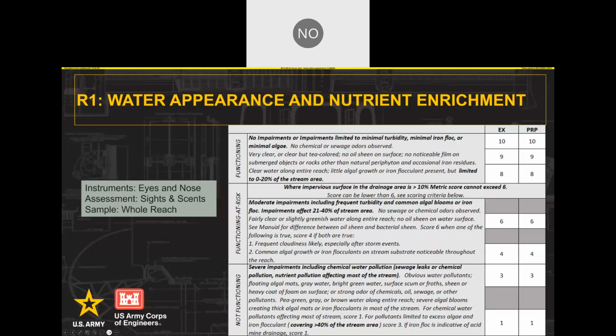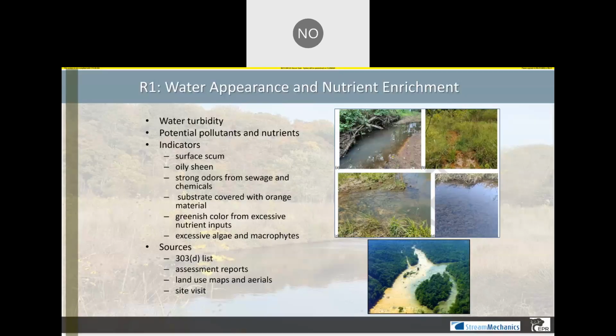Then we have the functioning at risk category, which is somewhere in the middle. That's like 21 to 40% of your stream area is affected, usually by something like turbidity, frequent turbidity, or too much iron flocculant, or too much algae. So that's where that sits, and we'll do that together in the field. Give you some examples of what these look like.